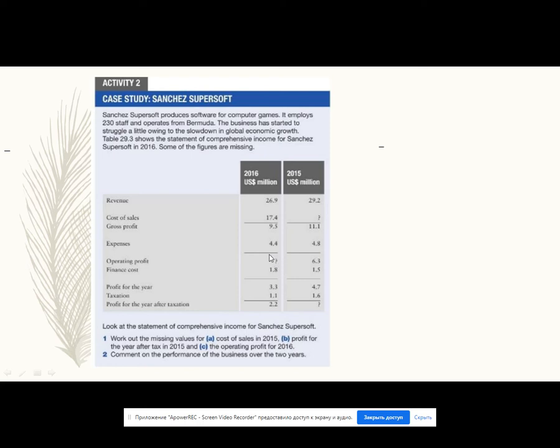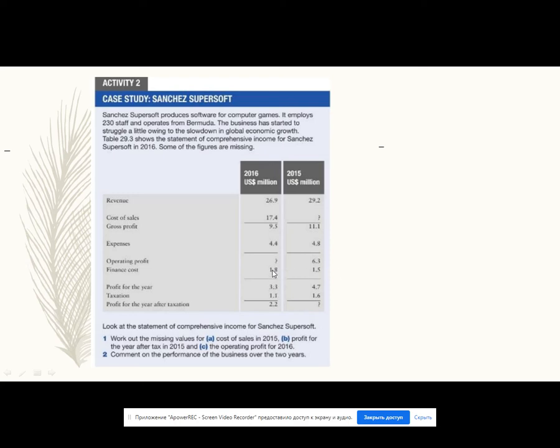Amazing, we've done it. Let's have a look at question 2. Comment on the performance of the business over the 2 years. So first we can see that profit for the year after taxation went down from 3.1 to 2.2, which is a bad sign. Why did it happen? Well, taxation went down as well. So taxes didn't go up. Interest didn't go up. Then profit for the year went down significantly. So it's not about taxes, it's about something else.